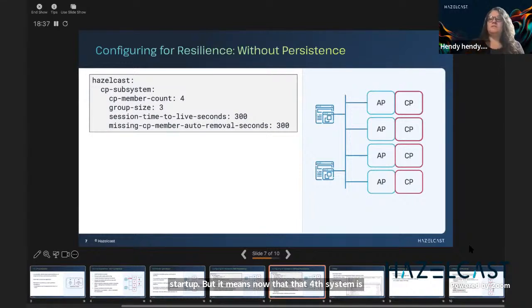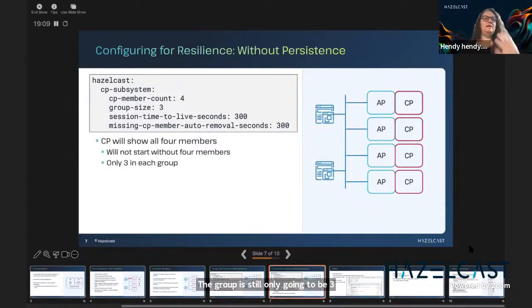Before, when the CP subsystem started up, it started with the 3 members. That 4th member came along and it's CP enabled, but it wasn't available to join a group because it wasn't there at startup. Here I'm saying, no, don't start the CP subsystem until all my cluster members are available. Once that happens, that means that all my CP subsystem members are available to join a group. The group is still only going to be 3.